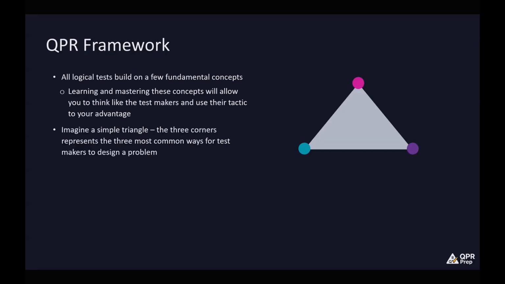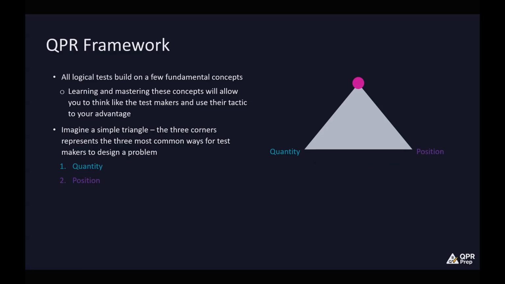Imagine a simple triangle. The 3 corners represent the 3 most common ways for the test makers to design a problem. 3 different concepts. The first one is quantity. In this example to the right, you see 3 boxes with white circles in them. We can all see that the boxes from left to right contain 1, 2, and 3 white circles. This is a simple example of the quantity concept.